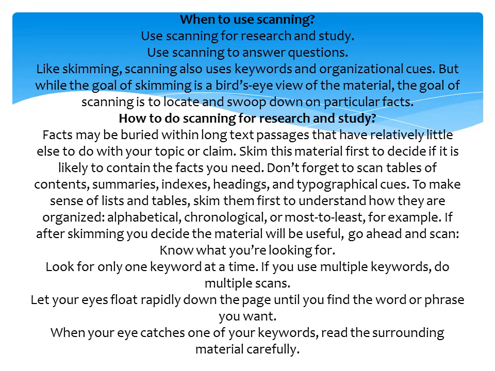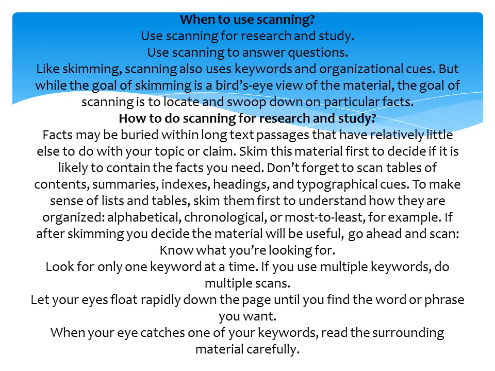So how to do scanning for research and study? Facts may be buried within long text passages that have relatively little else to do with your topic or claim. Skim this material first to decide if it is likely to contain the facts you need. Don't forget to scan tables of contents, summaries, indexes, headings, and typographical cues. To make sense of lists and tables, skim them first to understand how they are organized: alphabetical, chronological, or most to least, for example. If after skimming you decide the material will be useful, go ahead and scan.